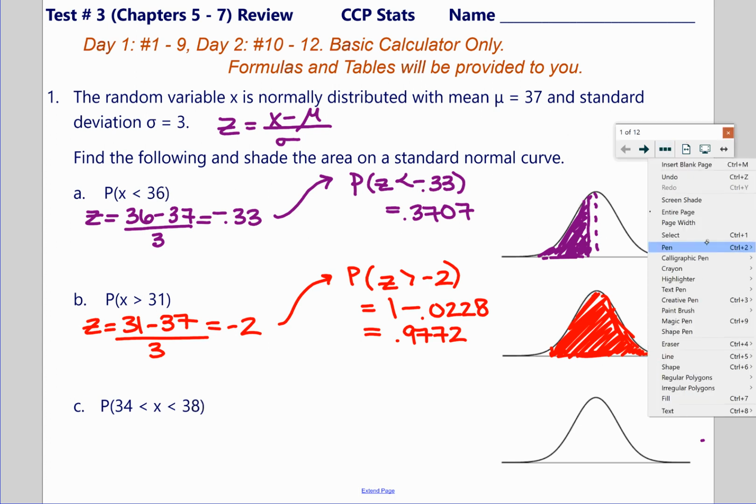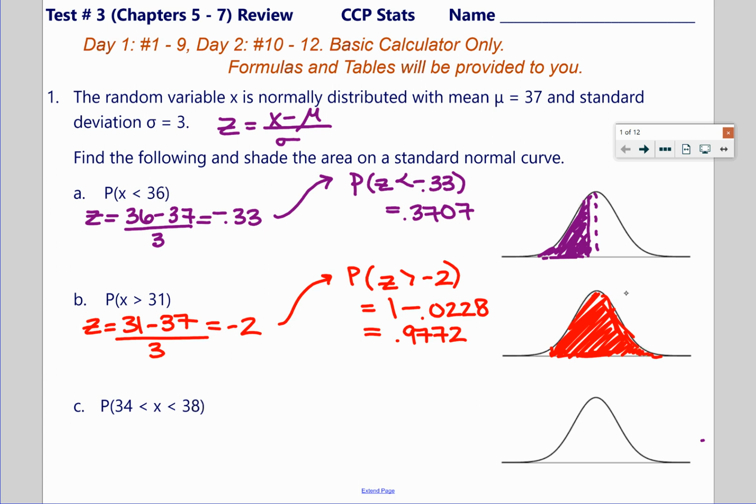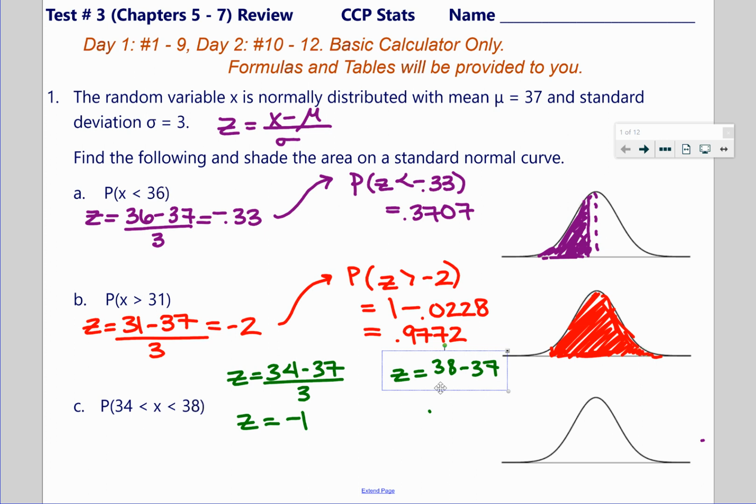Okay. Last one, we're finding an area between, a probability between 2 values. So again, we're going to take both values and convert them to z-scores first. So 34 minus 37 over 3, which is going to give me a z-score of negative 1. 38 minus 37 over 3 gives me a z-score of positive 1/3. So that's going to be 0.33.